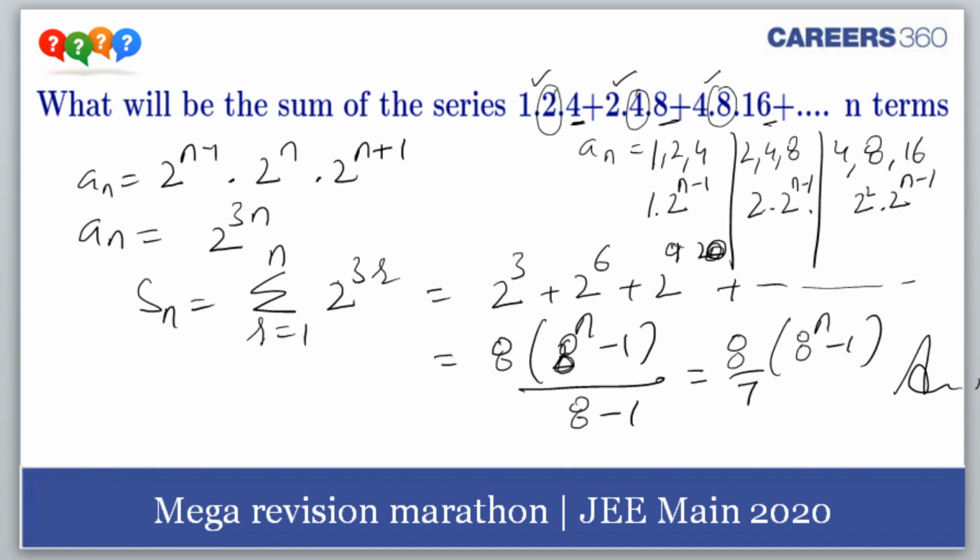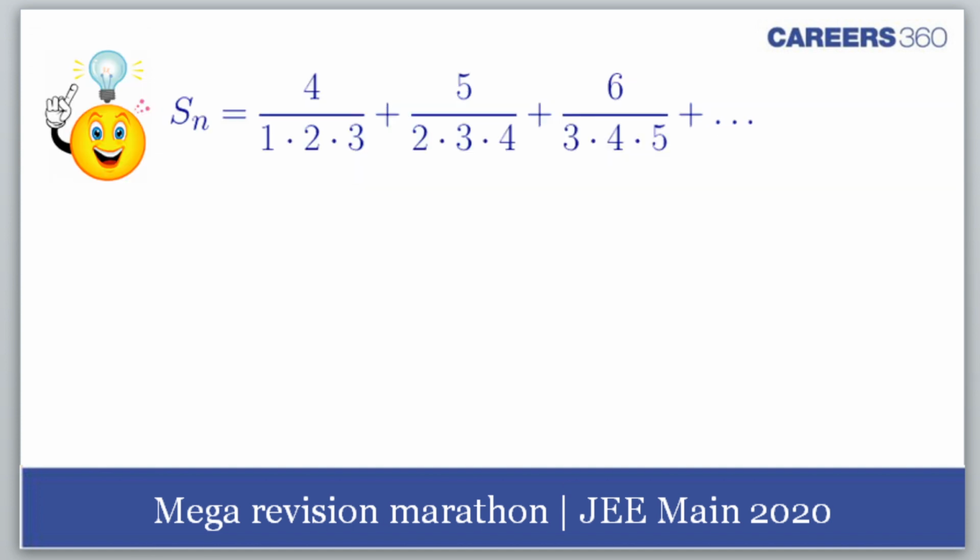Okay, now we go to a telescopic sum question. 4 upon 1 into 2 into 3, 5 upon 2 into 3 into 4, 6 upon 3 into 4 into 5. How do we get this? So we write the general term of the sequence and then we'll try to reduce into partial fractions. Okay, so 4, 5, 6 numerator, nth term I'm trying to find.